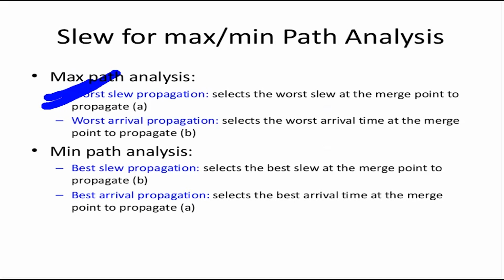For min path, for hold timing calculation, it will use the best slew or best arrival. So when we set the variable to slew propagation, it will use worst slew for max path. It will use best slew for the hold. For setup, it will use worst slew. For hold, it will use the best slew, which is the more pessimistic analysis, and it is more suitable. It's good to have. I think the default value is slew propagation. So the value can be slew propagation or arrival propagation. When you use slew propagation for setup, it will take the worst slew. For hold, it will take the best slew.